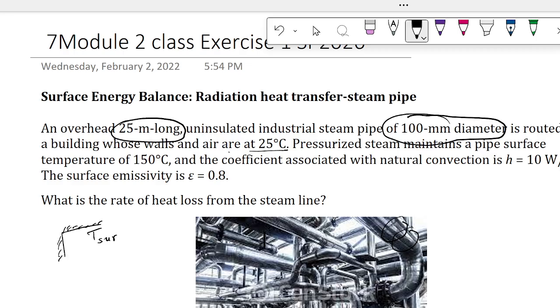So they gave you those two temperatures. What are the temperatures for those two? 25 degrees Celsius, right? Let me highlight that. So they said building wall and air, okay? So those pipes are obviously inside a building. Has anyone ever been to our HVAC lab?